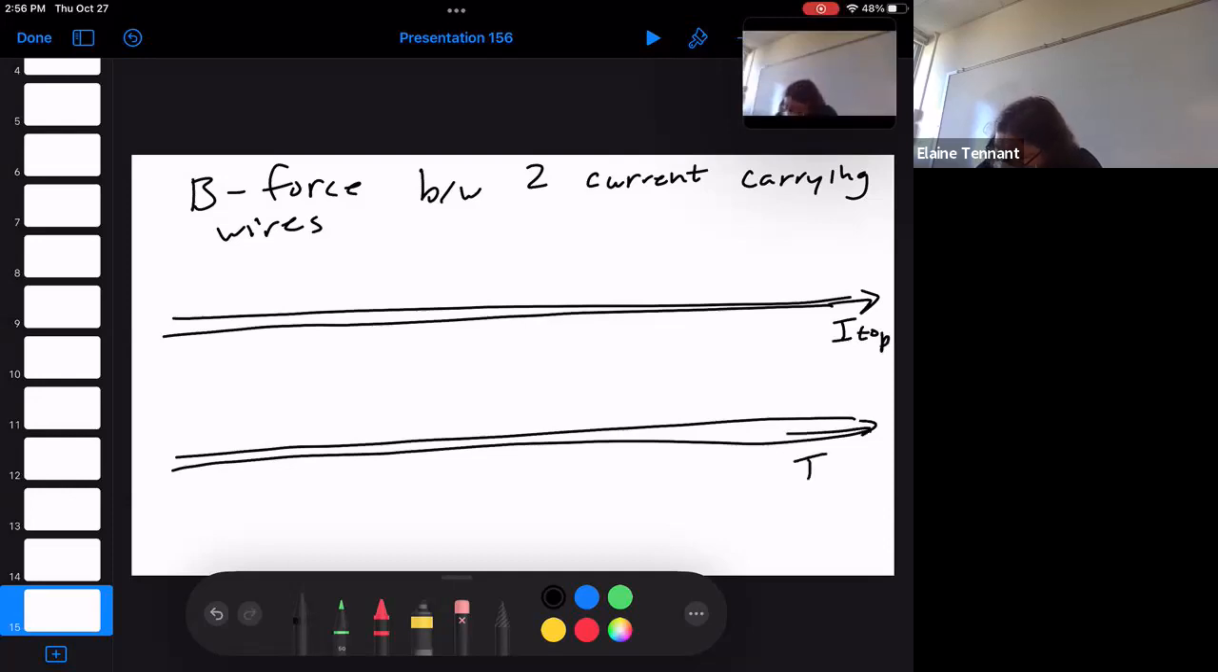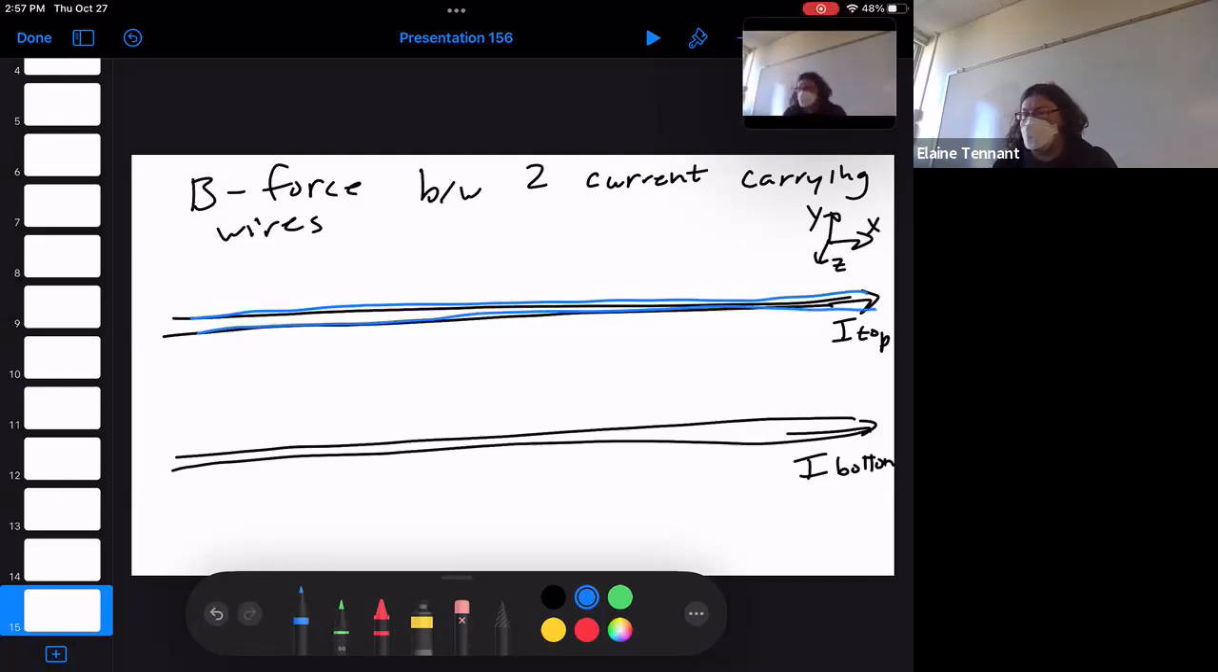Okay, so I have these two wires. I'm not going to specify whether their currents are identical or not, but they're both going to be in the same direction. I'm going to call it top and bottom. I'm going to call this the X, the Y, and the Z direction. So what am I going to do first? First, let's map out what sort of magnetic field we expect to see from the top wire.